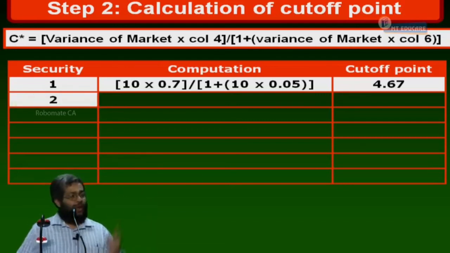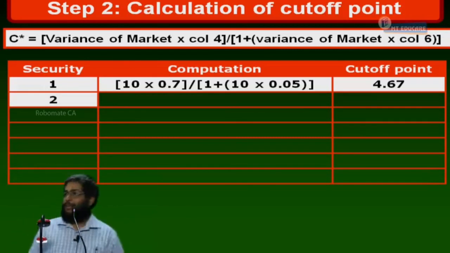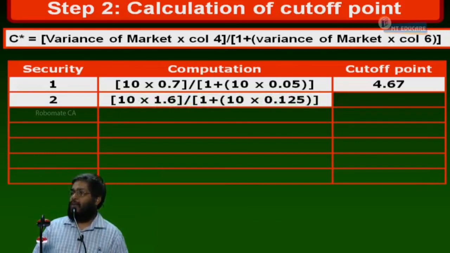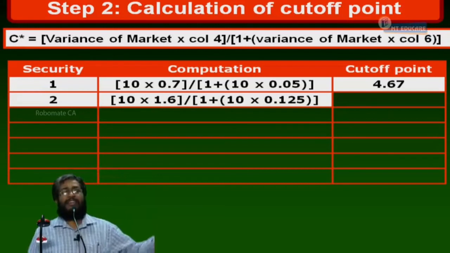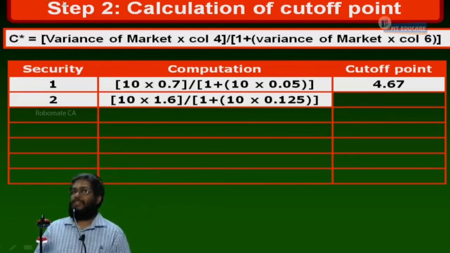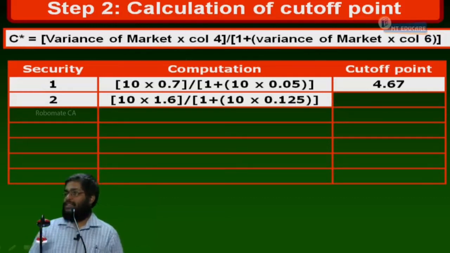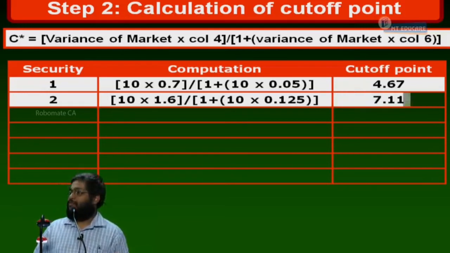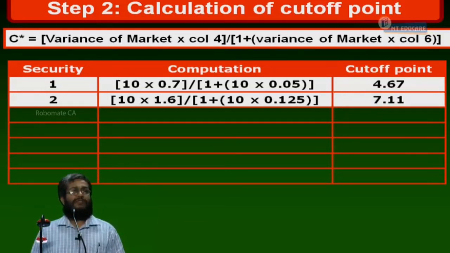Security 2. You have to tell me, then we'll put it on the slide. Please tell me, what is variance of market? 10 into, what is column 4 for security 2? 1.6. 10 into 1.6 in the numerator, over the denominator 1 plus, what is the variance of the market? 10 into what is column 6? 0.125. 10 into 1.6 divided by 1 plus 10 into 0.125. Tell me the cutoff point, 7.11. Cutoff point is 7.11.